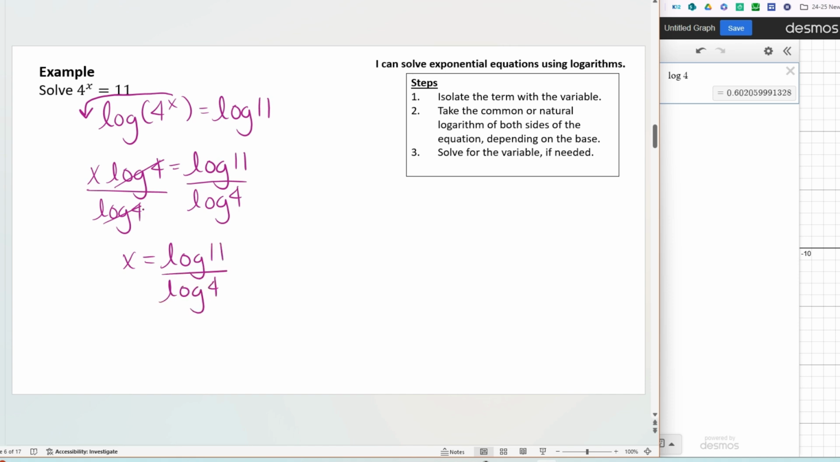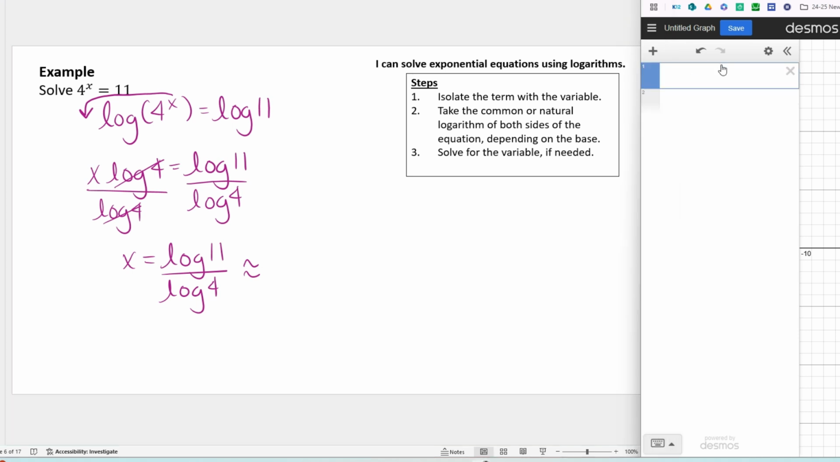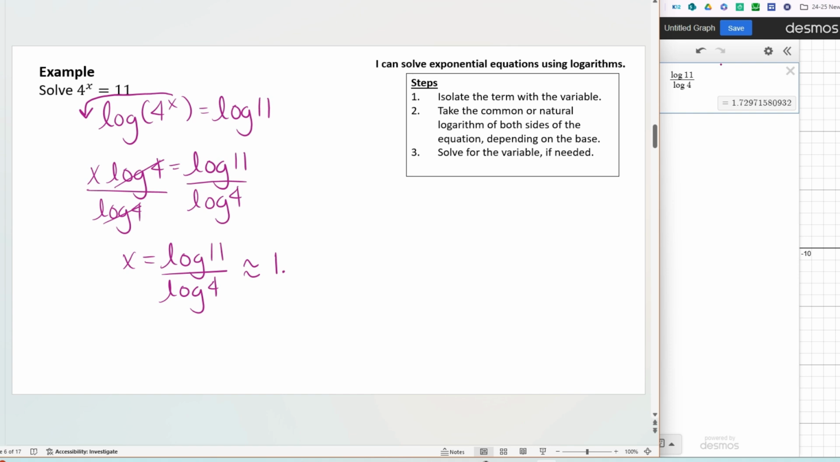This is what's known as the exact value of x, because I haven't approximated or rounded anything. But if I want to approximate the value of x, I can type this in my calculator. So I can do log of 11 divided by log of 4. And that's going to give me this value. I can round to 4 decimal places. So I have 1.7297. And that is approximately the value of x.